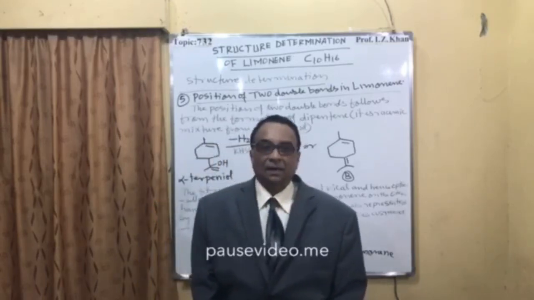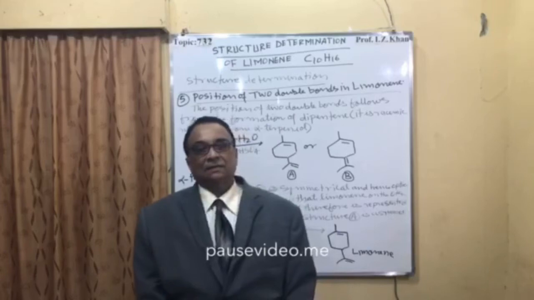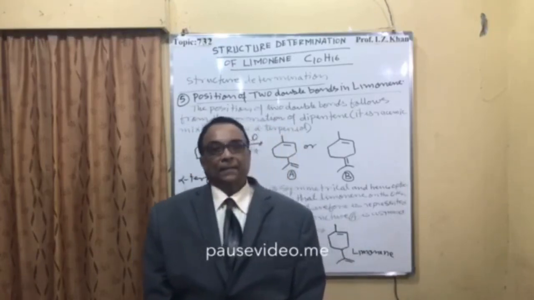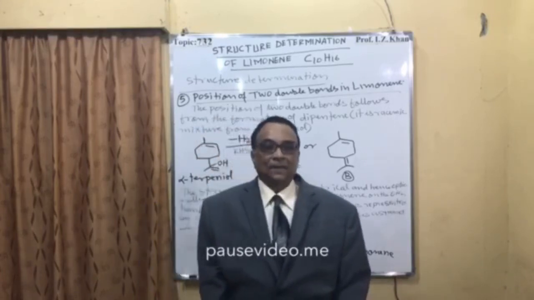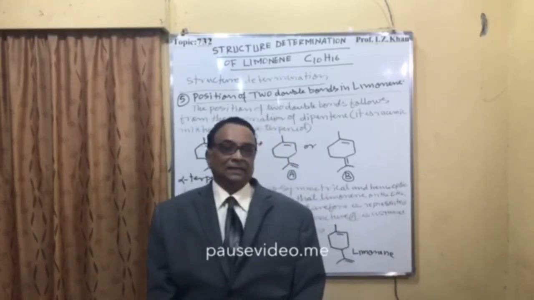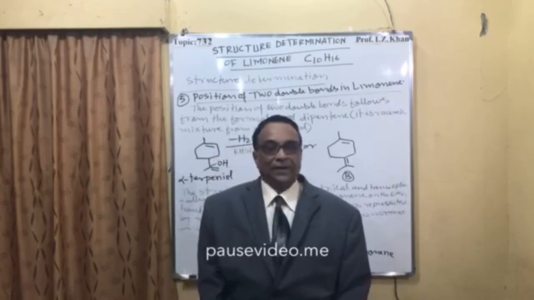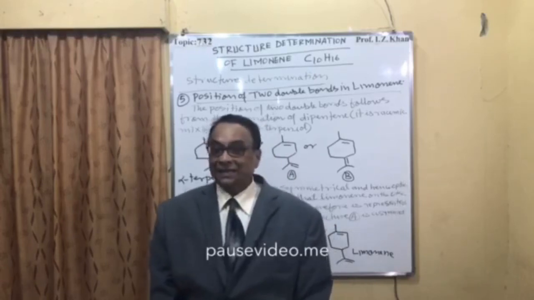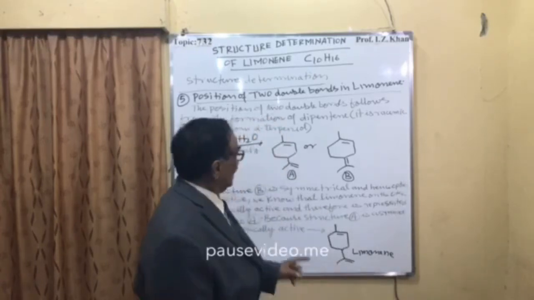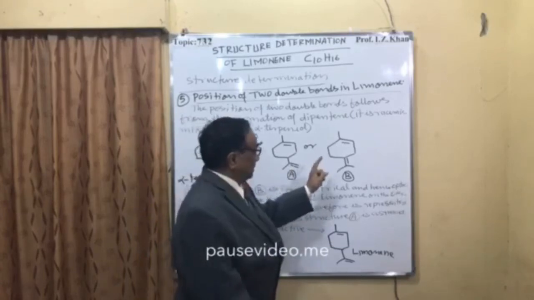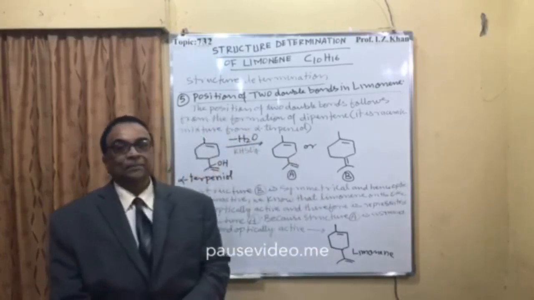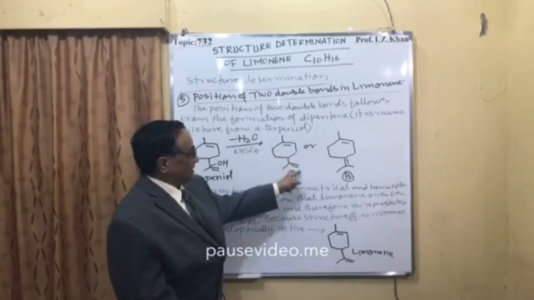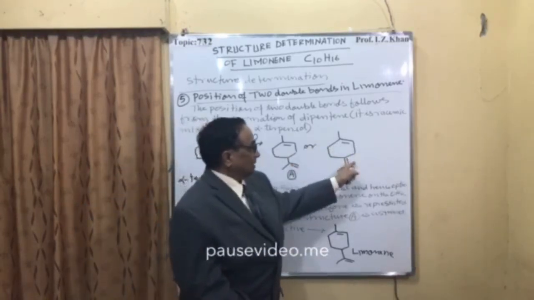Once alpha terpineol is dehydrated to get limonene, in the presence of a dehydrating agent like potassium hydrogen sulfate, we can expect 2 isomeric forms. These 2 isomeric forms are given here, A and B. These 2 possibilities are there. In one case, the 2 double bonds are arranged like this. In the other case, the 2 double bonds are arranged like this.